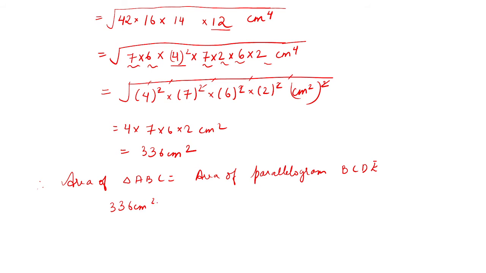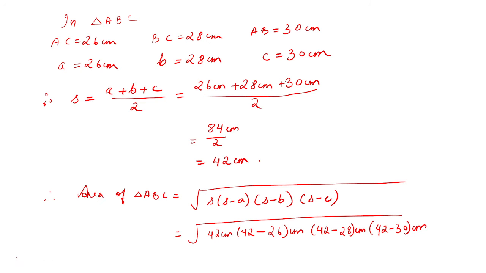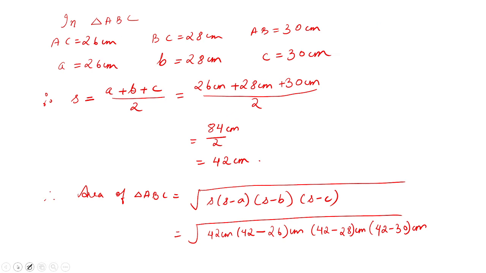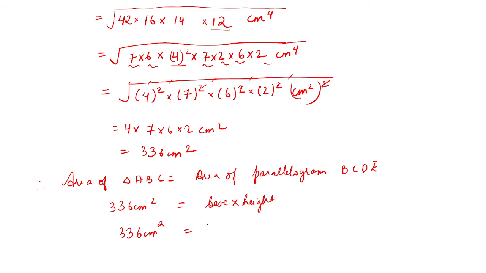Now, what did you get for the area of the parallelogram? 336 centimeter square. What is the area of a parallelogram? Base into height. We know that, right? But what do you know additionally? We also know that the base, look at the question. Read the question. The parallelogram stands on the base 28 centimeter. The question is, we have to find the height. So now what is the base of the parallelogram? It is given as 28 centimeter into height.